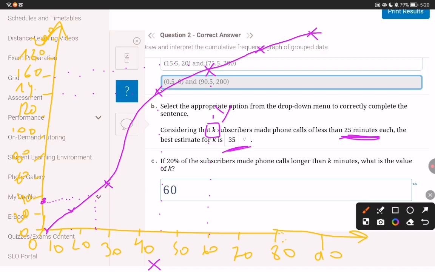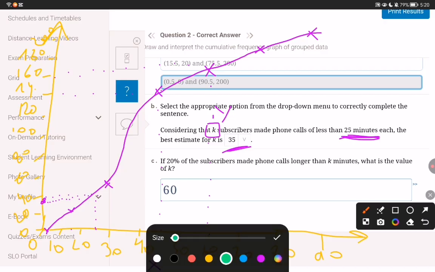If 20% of the subscribers made phone calls longer than K minutes, what is the value of K? So once again, 20% times the highest cumulative frequency. So you're going to do 20% times 200, okay? And you get 40. So you're going to look at 40 on the cumulative frequency, the y-axis. Then you're going to go to your curve.